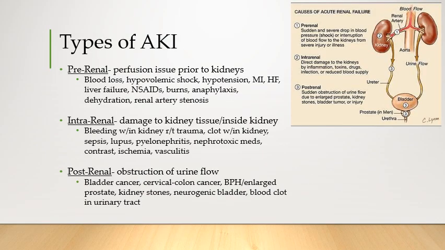Different types of AKI. You have your pre-renal. This is perfusion issue prior to the kidneys. Blood loss, hypovolemic shock, hypotension, anything with the heart or liver failure, okay? That's pre-renal. Intrarenal, this is actually damage to the kidney tissue. Inside the kidneys, bleeding, trauma, clots. Watch for individuals that have lupus. Lupus will very readily attack the kidneys. So that's why we're watching for any nephrotoxic signs and symptoms if someone has lupus.